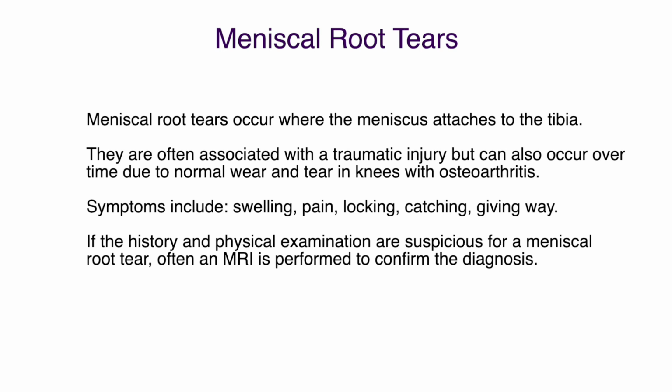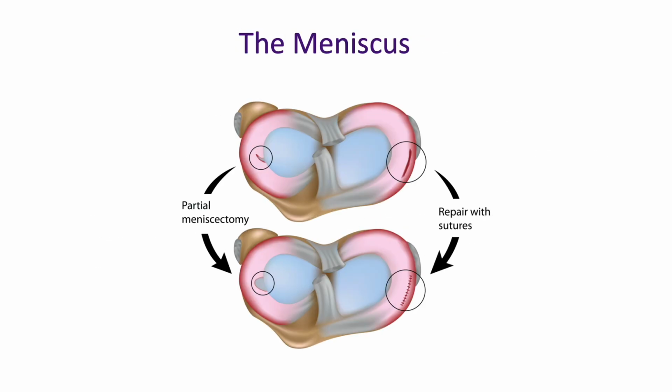The symptoms of a meniscus root tear include swelling, pain in the knee, feelings of locking, catching, or giving way. If the history or the physical examination are suspicious for a possible meniscus root tear, we order an MRI to confirm the diagnosis. Each knee has two sets of meniscus tissue, one on the inside and another on the outside. These are C-shaped cartilage rings that serve as shock absorbers between the femur and the tibia bone. In this image, they are represented as pink.